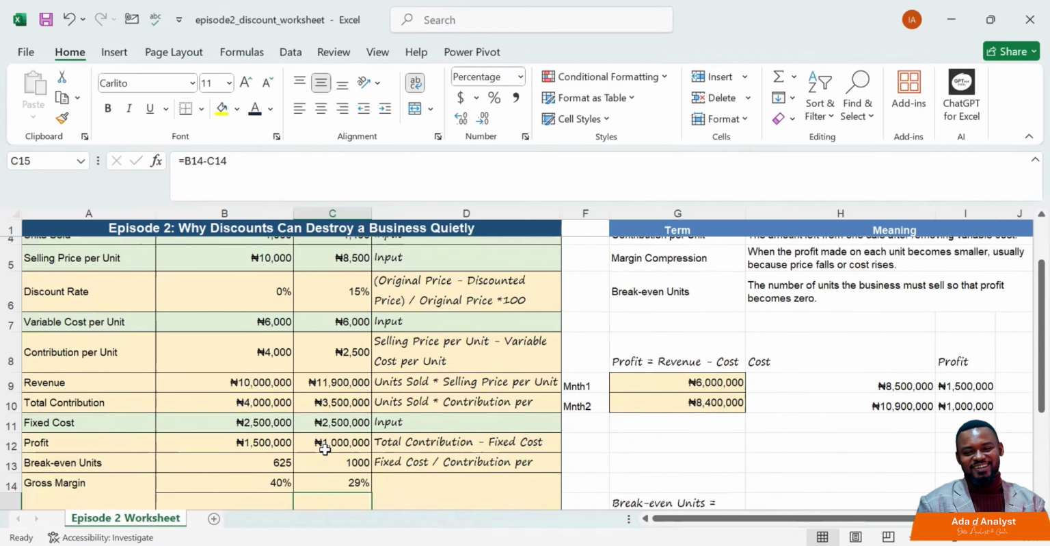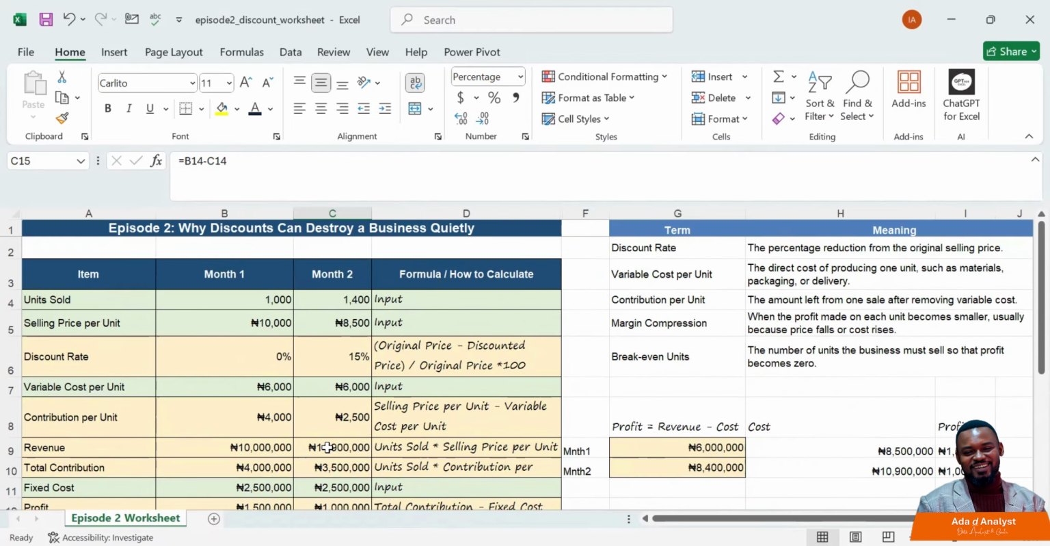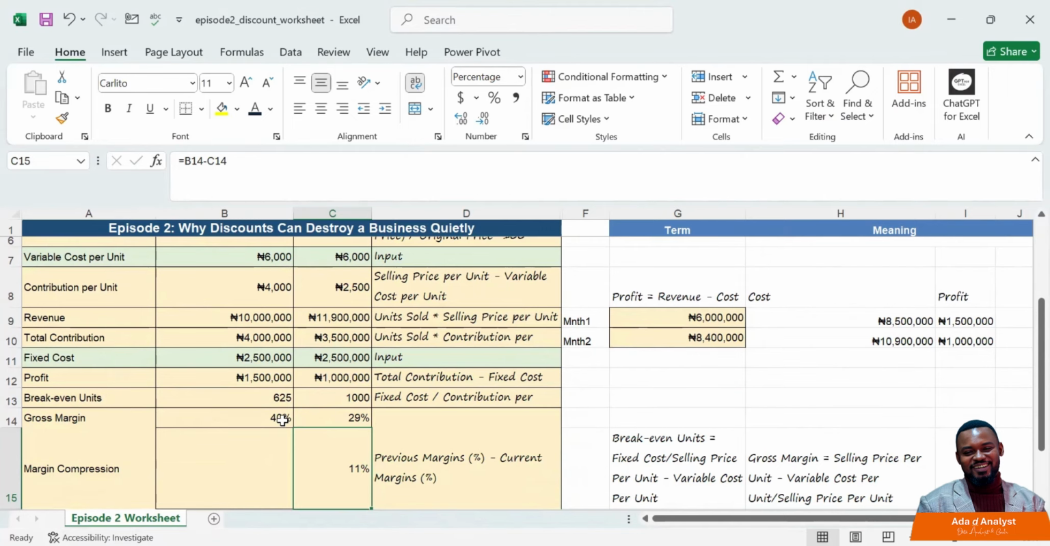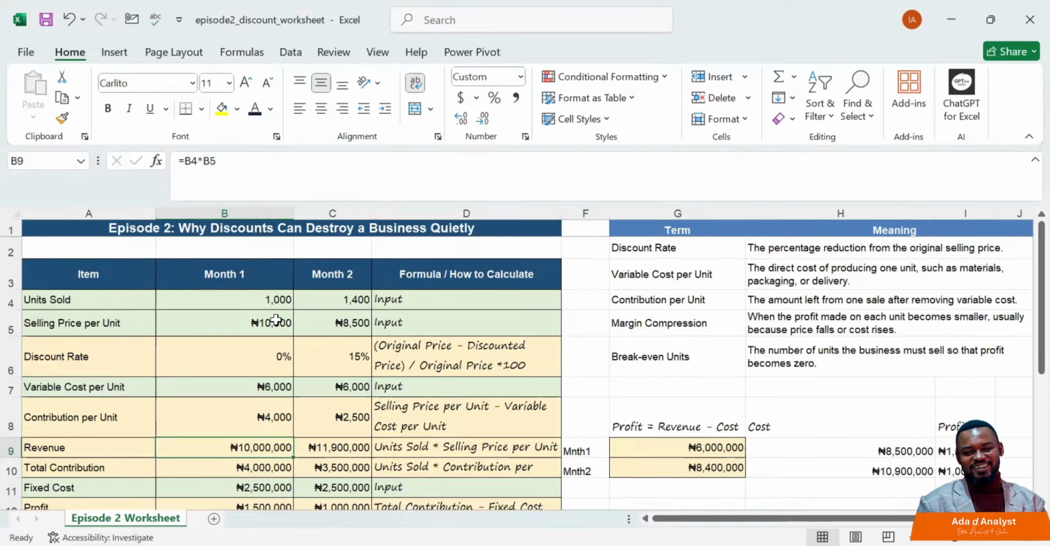So we can conclude that the 15% discount applied did not yield the expected results. We can see we need more units to break even compared to when we did not apply the discount. You can also see that our profit was not as good as in the month we did not apply the discount. All this even though revenue increased compared to the month where the discount was not applied.